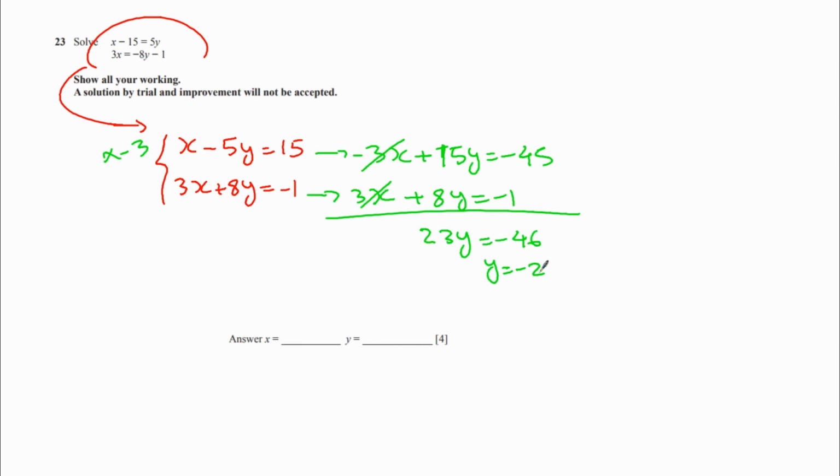And then I can replace the minus 2 into one of these equations and find x. So if I replace in the first one, it would be x minus 5y. Minus 5 times minus 2 is plus 10, equals 15. Do a minus 10, so this would be x equals 5. So the answer would be x equals 5 and y equals minus 2.